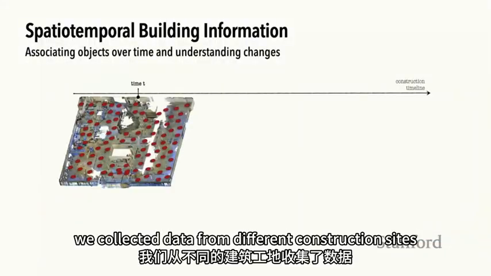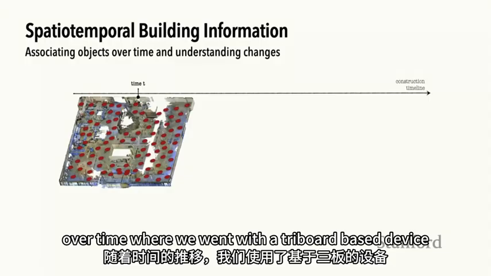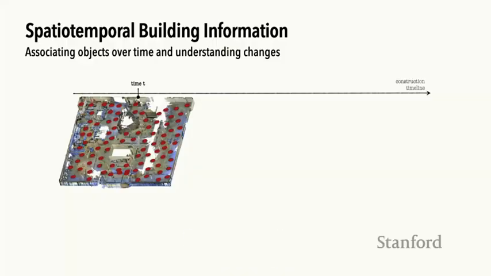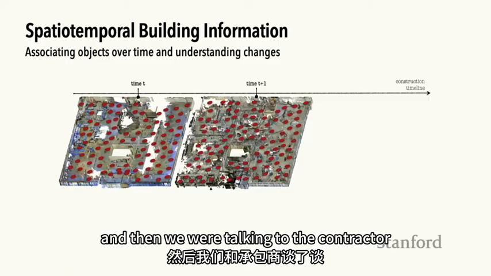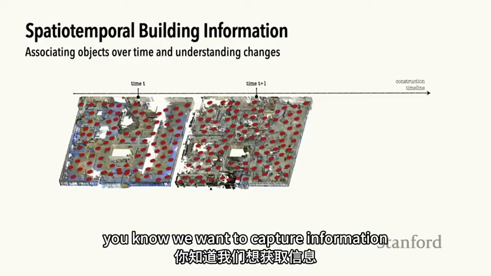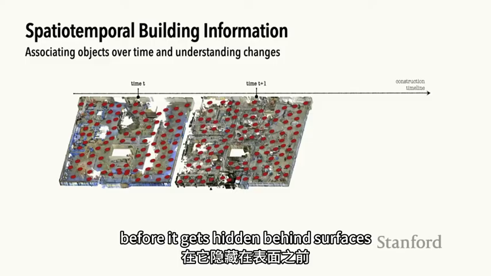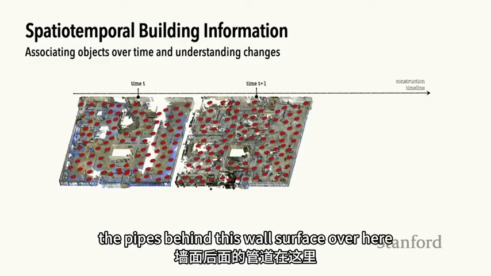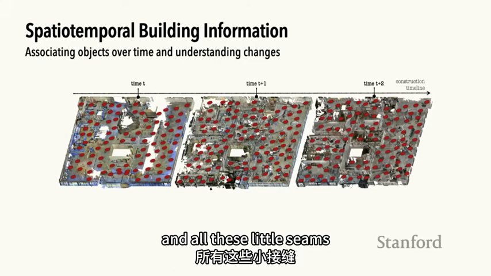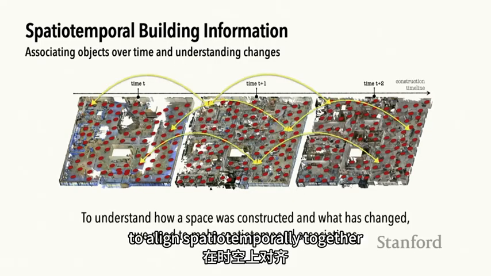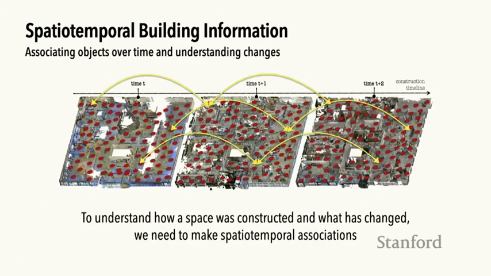And so we collected data from different construction sites over time, where we went with a tripod-based device in order to collect the scene at one temporal point. And then we were talking to the contractor, where should we go again? We want to capture information before it gets hidden behind surfaces, such as we would like to know the pipes behind this wall surface over here. And then we capture more and more, and we have all these little red dots and all these little seams that we want somehow to align spatiotemporally together.